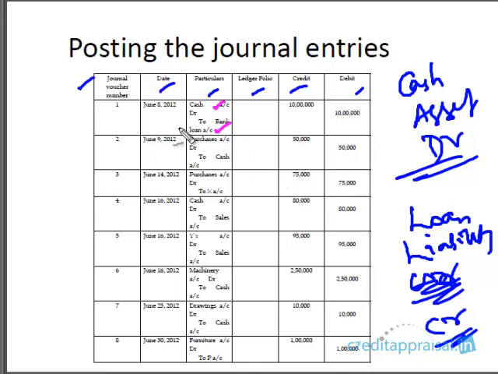See, cash account is a debit effect, right? So we write cash account debit, right? Bank account is a credit effect, so "to bank account." This is the particular format in which you write. So don't question this format. This is how it is written.